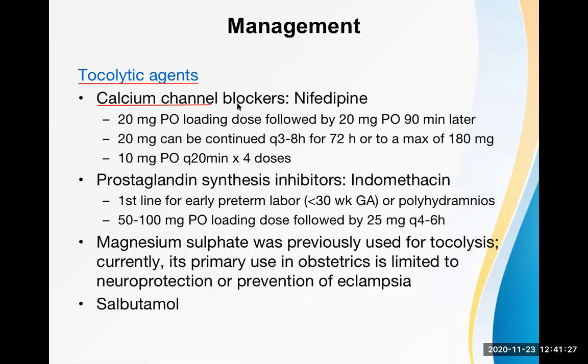The first group are calcium channel blocker, and nifedipine is a good example here. Okay, this nifedipine can be given for the tocolytic effect. You don't need to remember all these doses and things like that. Okay, just remember the drug name. Second group, prostaglandin synthesis inhibitor like indomethacin, because prostaglandin also leads to contraction of the uterus.